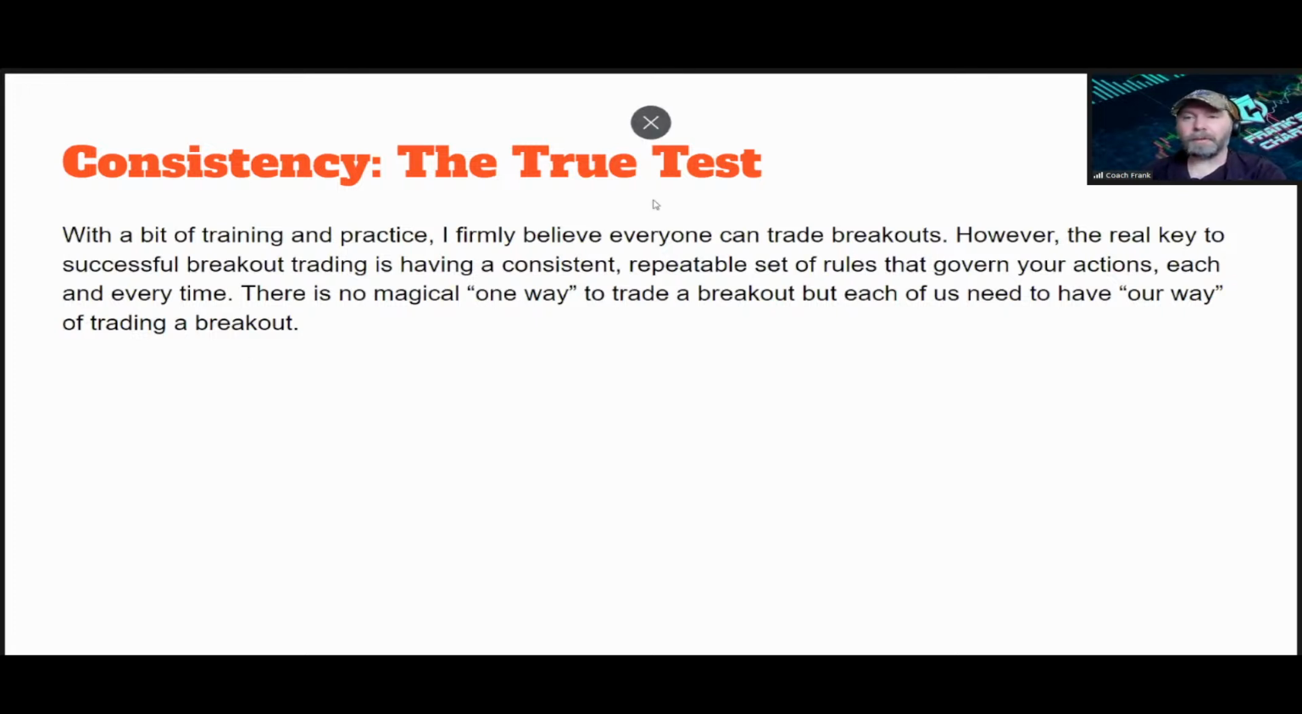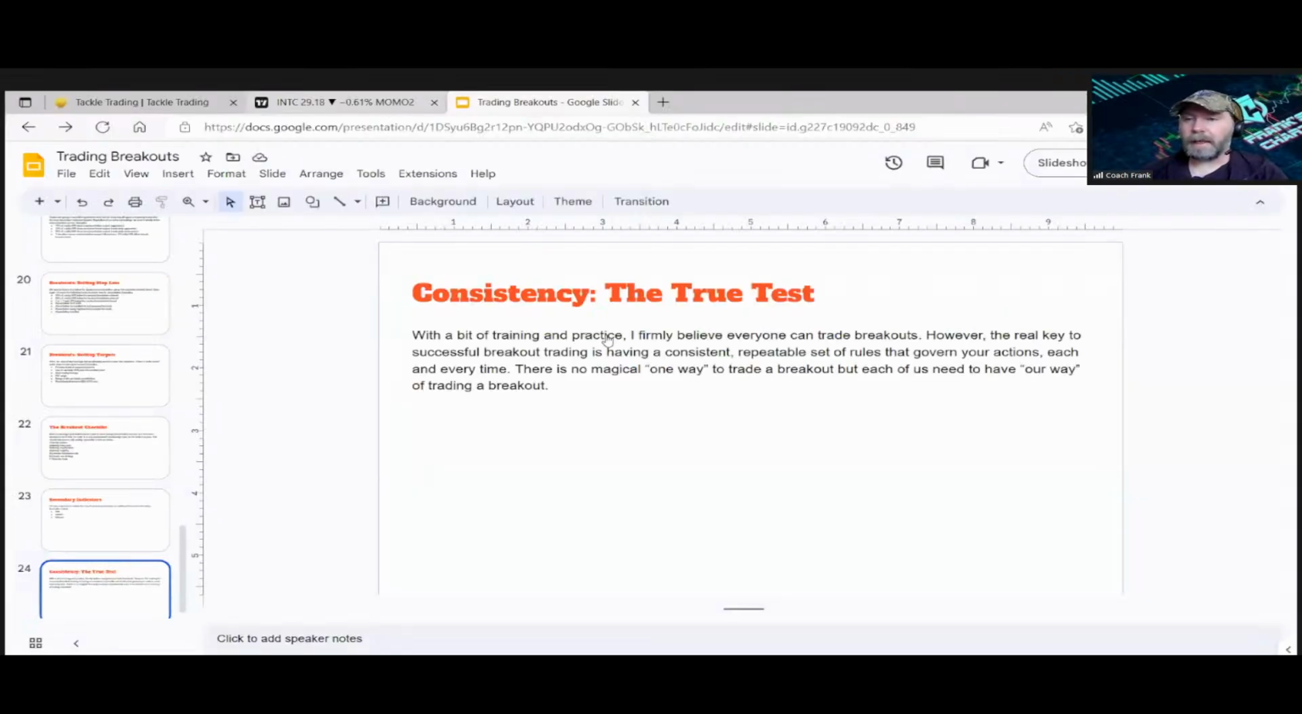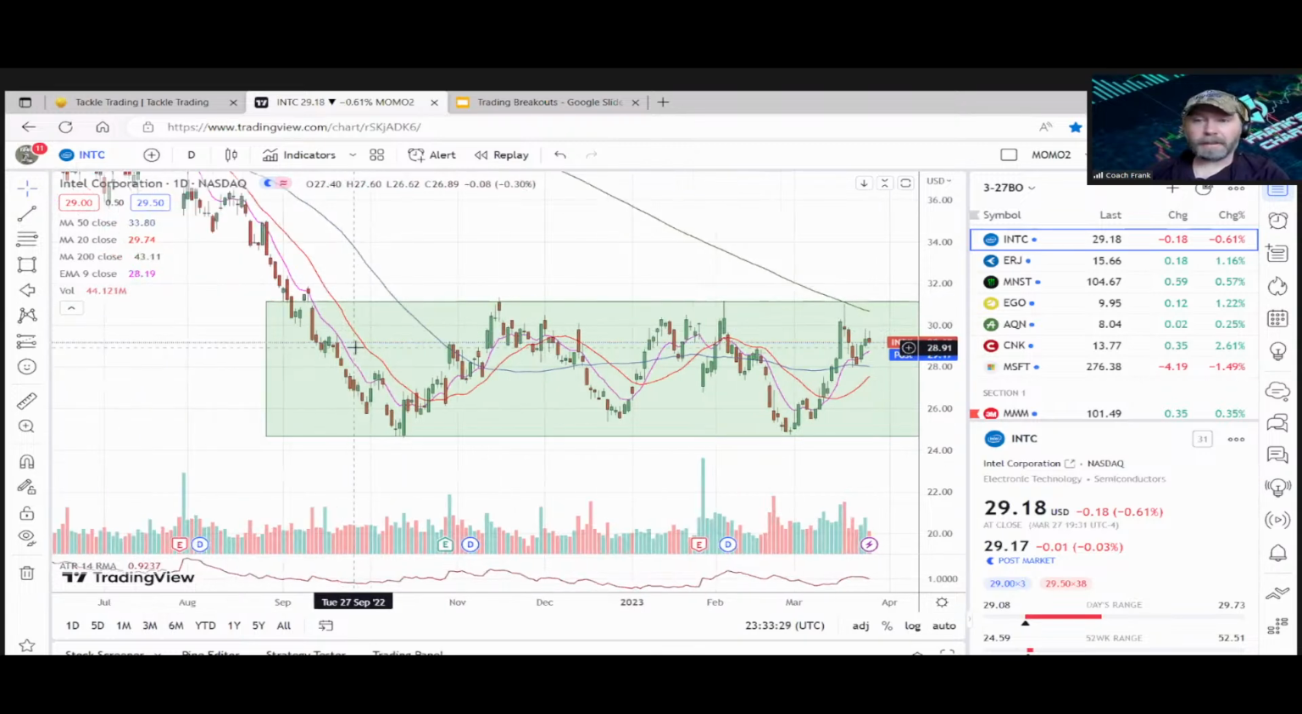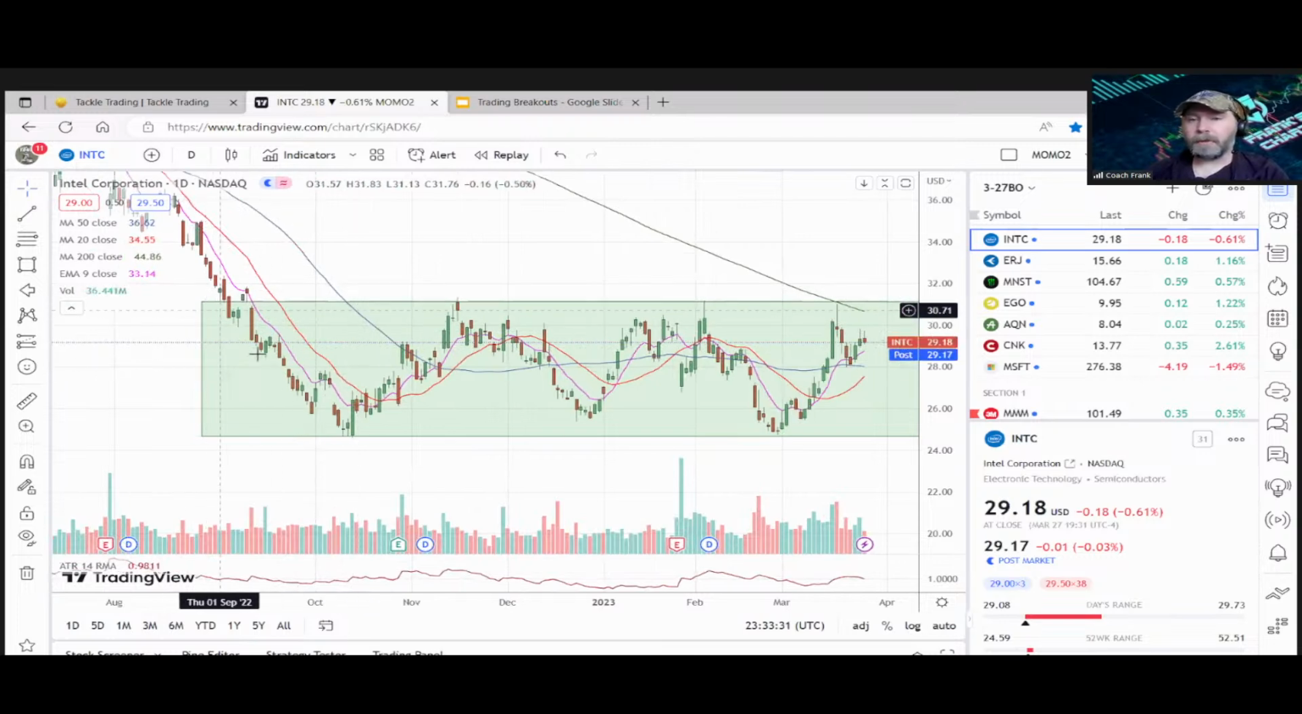So we are going to now shift gears and do a little bit of case study work here. Look at a couple of breakout candidates and talk through them. I'm going to start here tonight with Intel, because this is a really interesting one, in my opinion, at least. You've got a very clearly established support zone around that 25 level, and a very clearly established resistance around that 31 level, highlighted here. So hopefully it stands out to everybody.